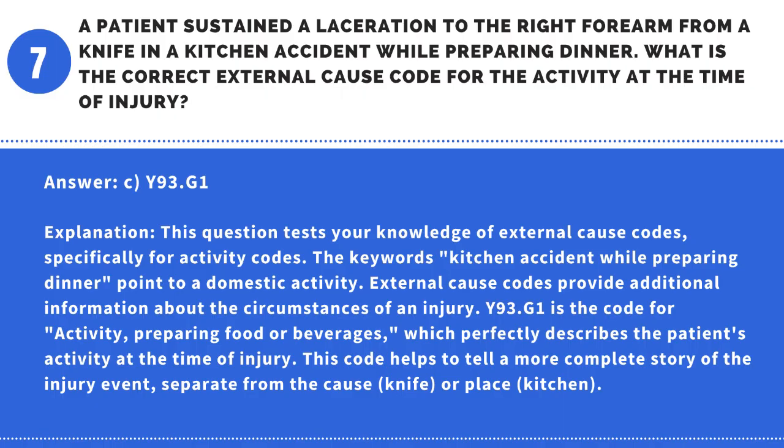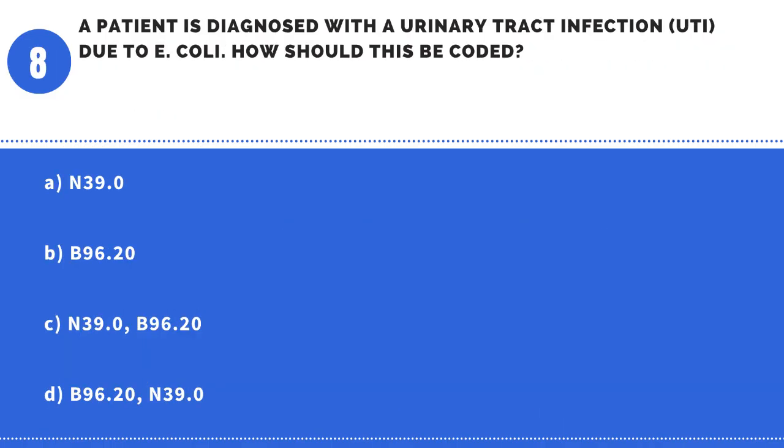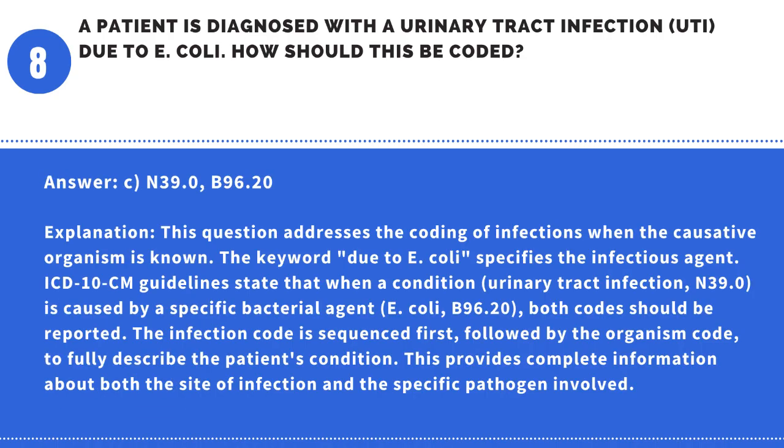Question 8. A patient is diagnosed with a urinary tract infection, UTI, due to E. coli. How should this be coded? A. N39.0. B. B96.20. C. N39.0 and B96.20. D. B96.20 and N39.0. Answer C.